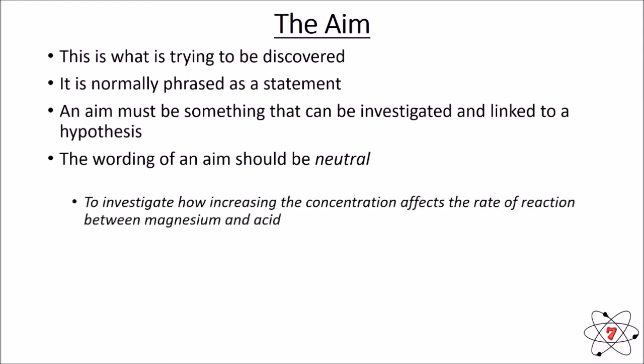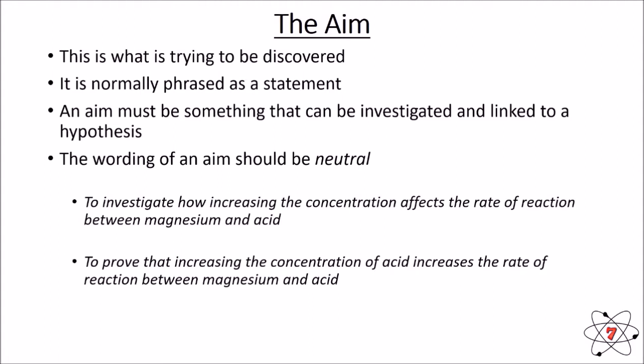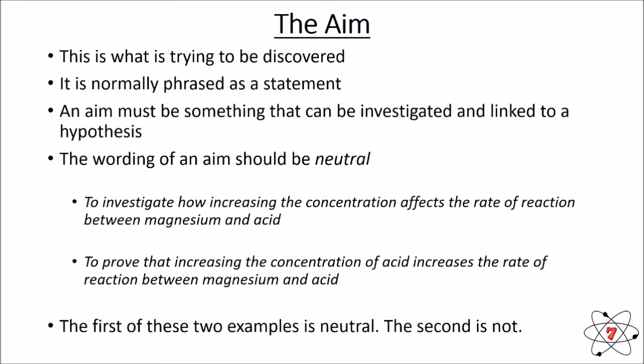So what we mean by this is, the aim might be to investigate how increasing the concentration of acid affects the rate of reaction between magnesium and acid. It's a neutral statement. It isn't leading us on. Another example might be to prove that increasing the concentration of acid increases the rate of reaction between magnesium and acid. Now, the first example is neutral. It's a good example. The second one is not neutral. It's already drawing conclusions. It's already telling you what it wants to find out. An aim is just a question. There should be no hint of an answer in our aim.